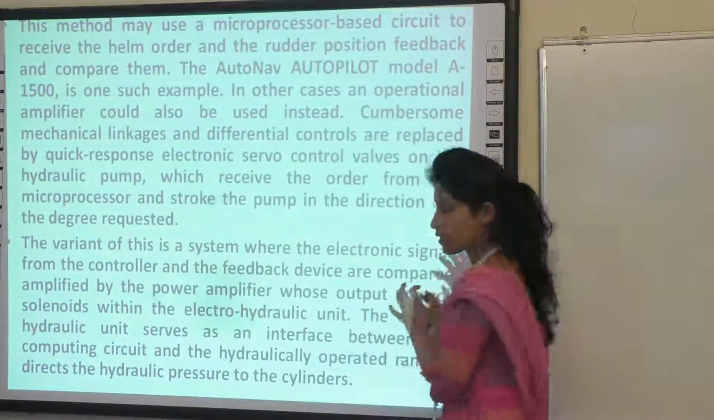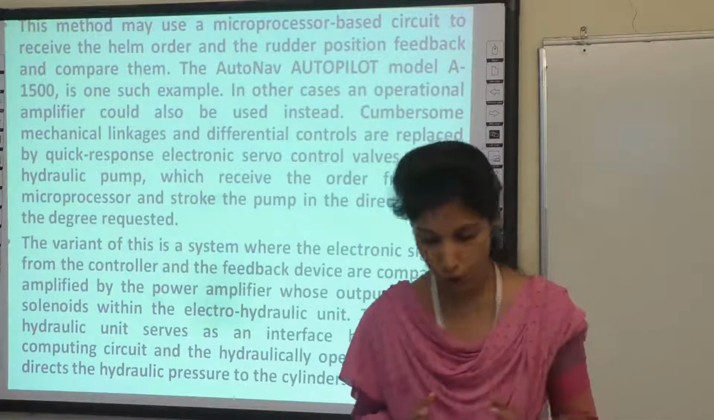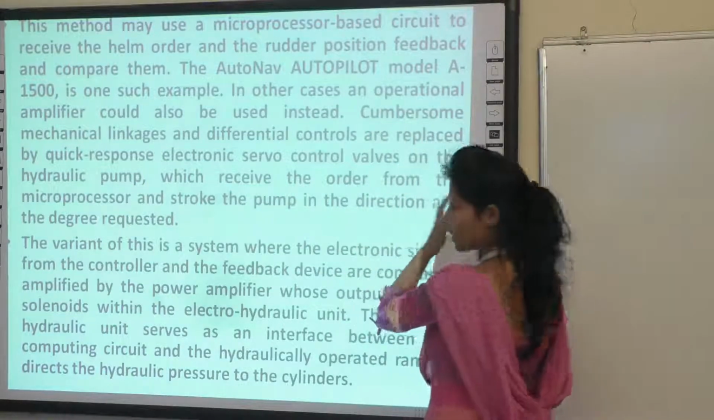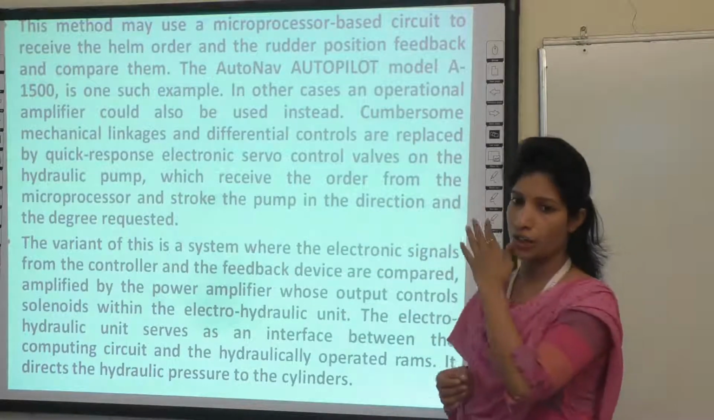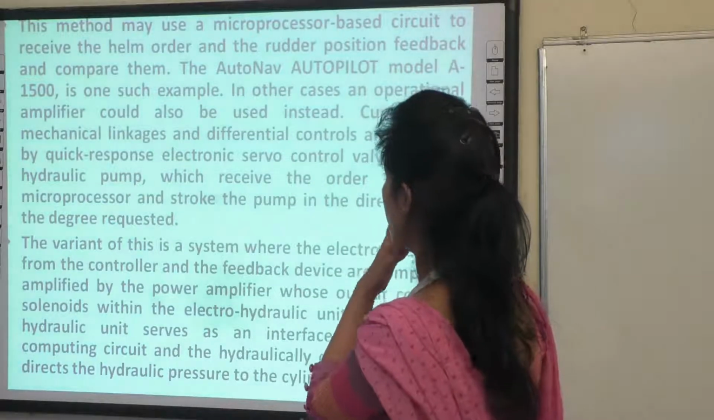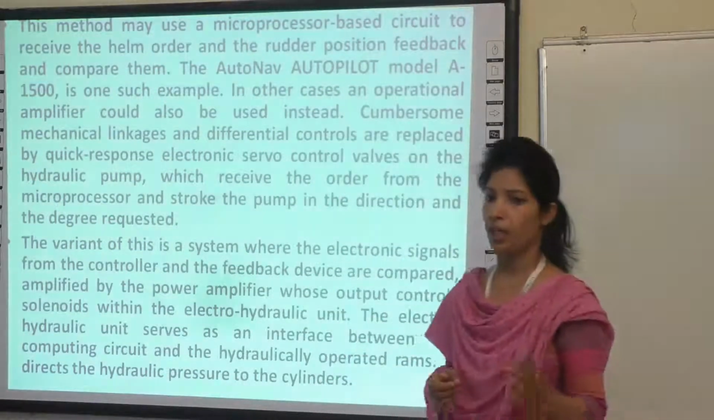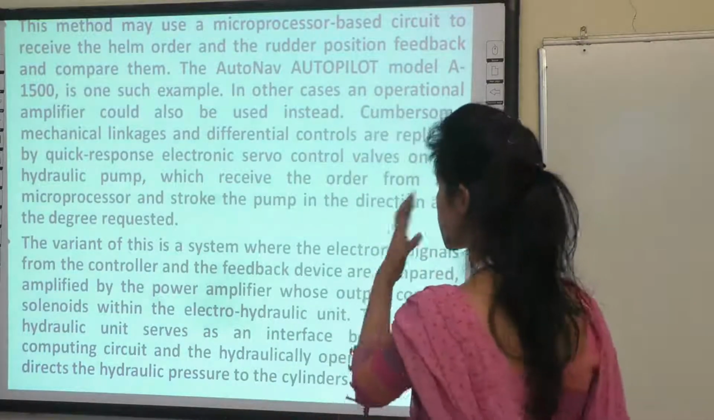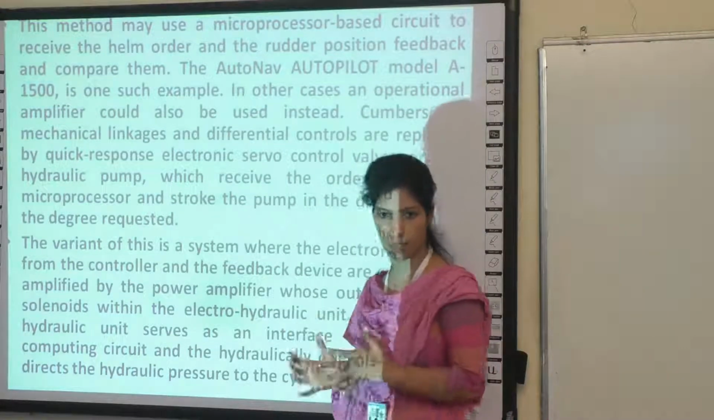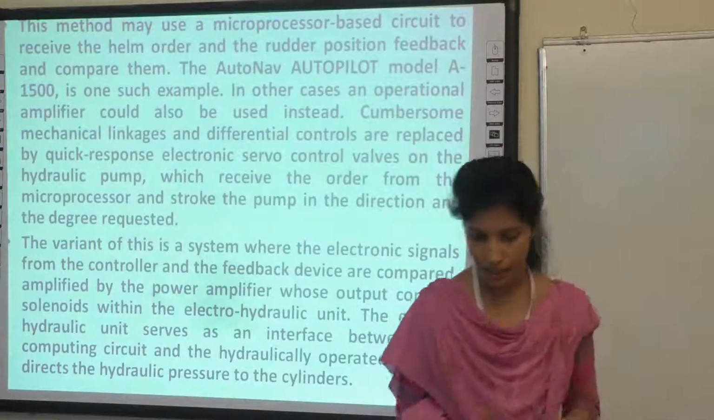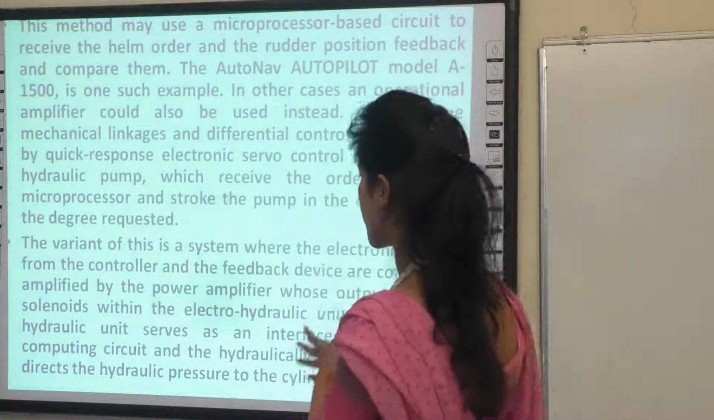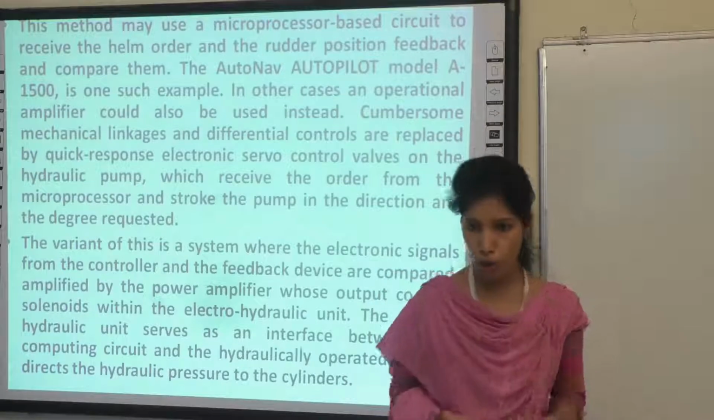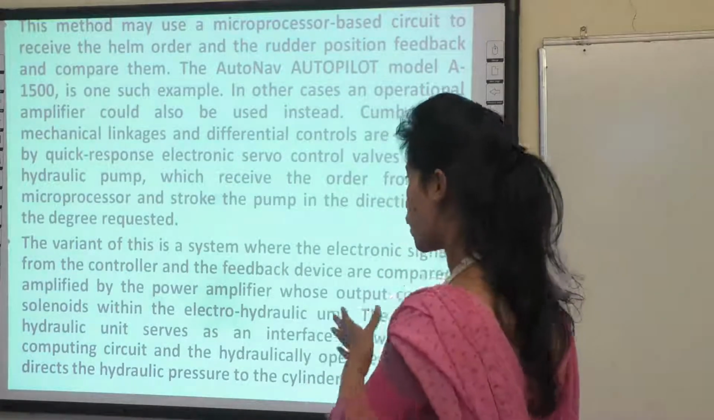In the other case, the operation of the amplifier could be used instead. The mechanical linkages and the differential controls are replaced by quick response electronic servo control valves for the hydraulic pump, which receives the order from the microprocessor to stroke the pump in the direction and degree requested. In this variant, the electronic signals from the controller and the feedback device are compared and amplified by the power amplifier, whose output controls the solenoids and the electro-hydraulic unit.